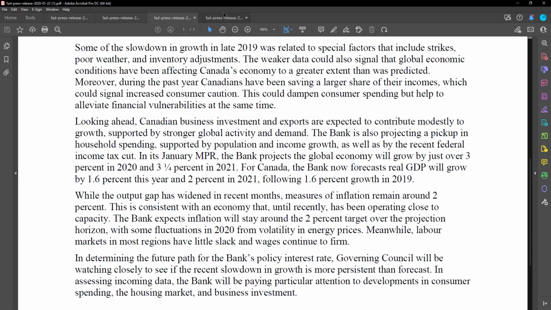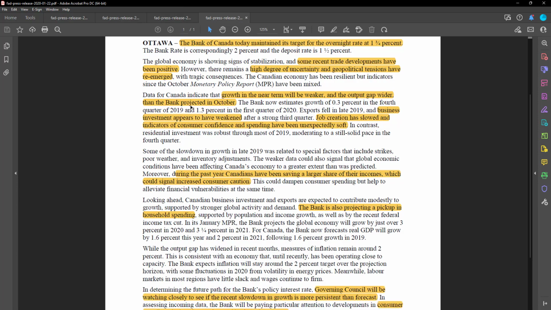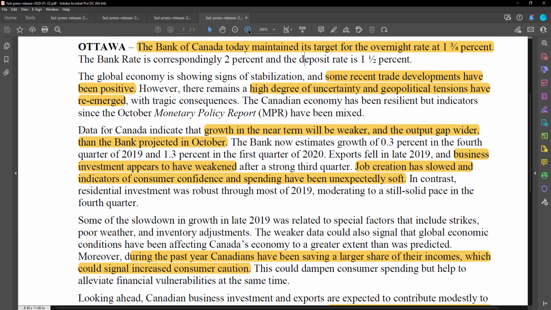And let's now move on to the next statement, which is the same statement, but I've just highlighted the key parts. So once again, they've maintained their target rate. That's not changed. Now I'm just going to zoom in a little bit here. And what we can see is the next part: some recent trade developments have been positive. That relates to the headline we talked about. There remains a high degree of uncertainty, and geopolitical tensions have re-emerged with tragic consequences. That's not really a great line. It's a pretty dovish line to put in there, despite that trade deal agreement we saw.